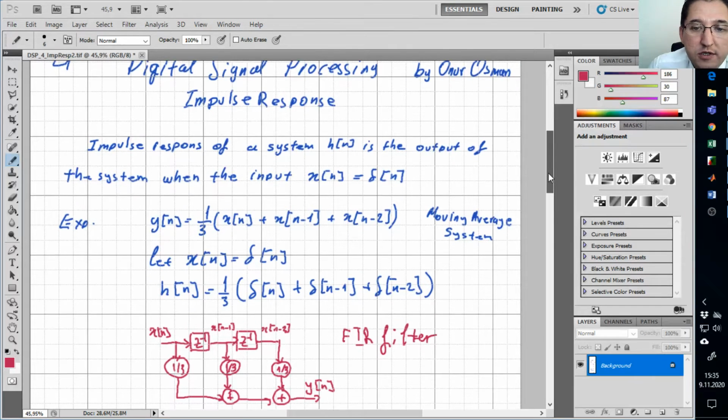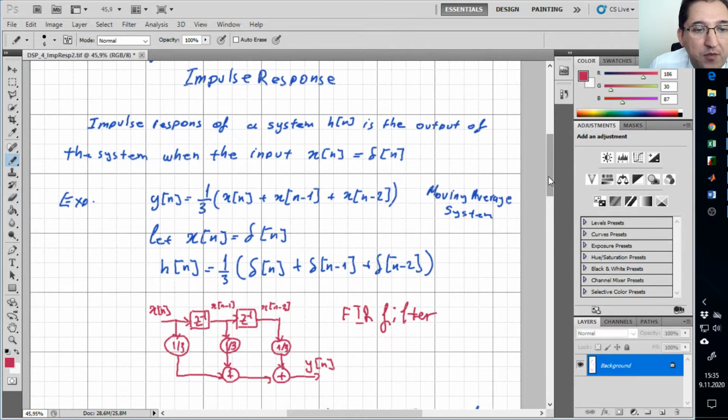The first one is the moving average system. y[n] equals the average of three inputs, as you can see here: x[n], x[n-1], x[n-2]. When we apply delta[n] for the input, we get the impulse response of the system h[n].